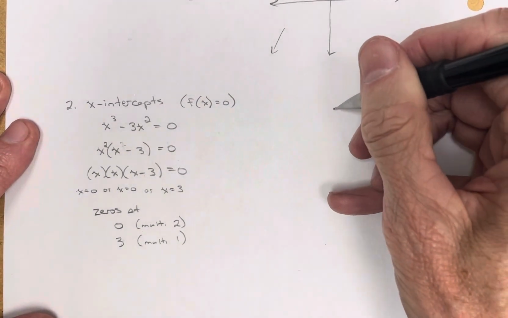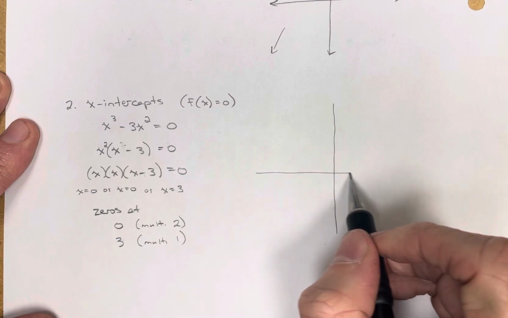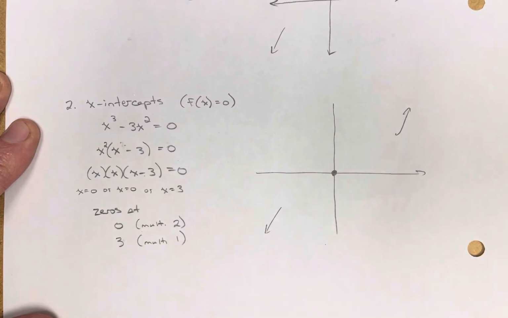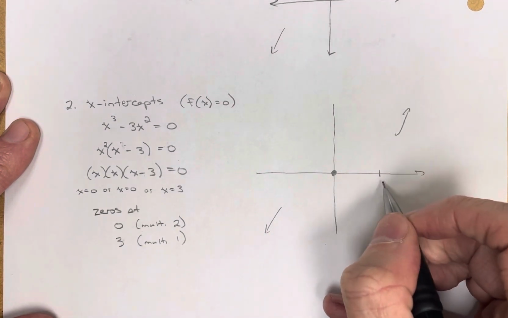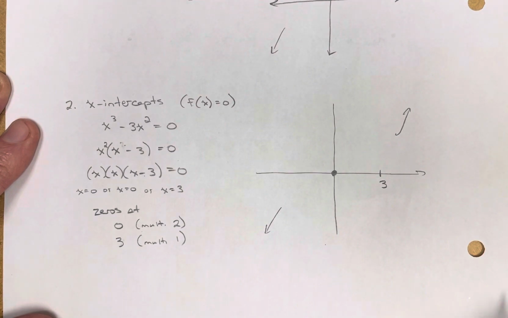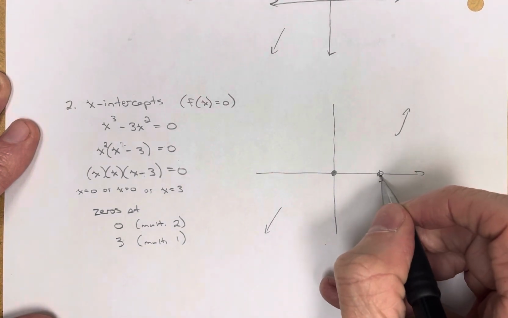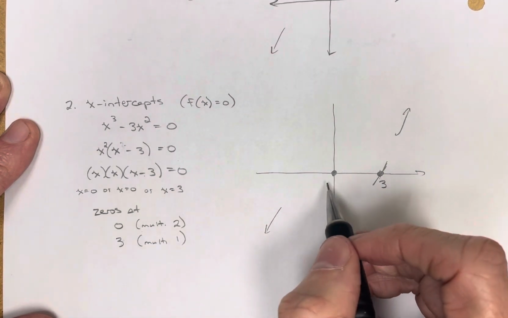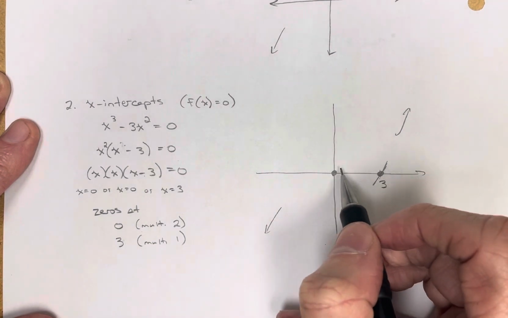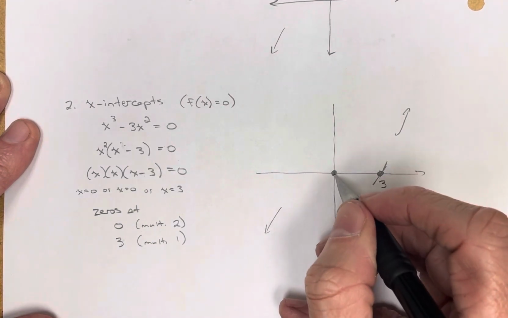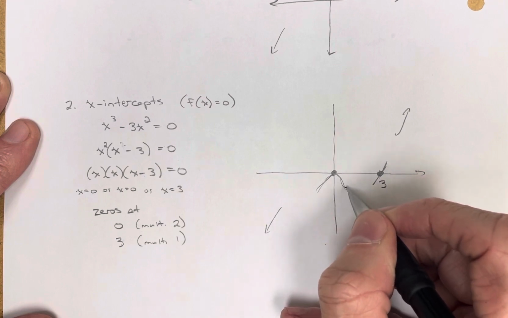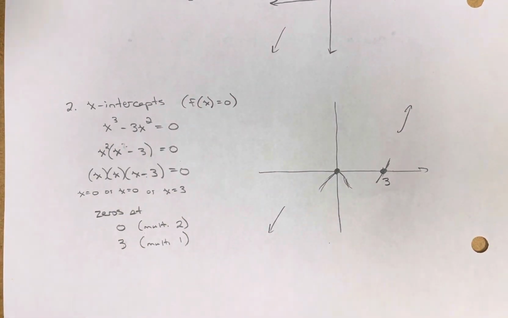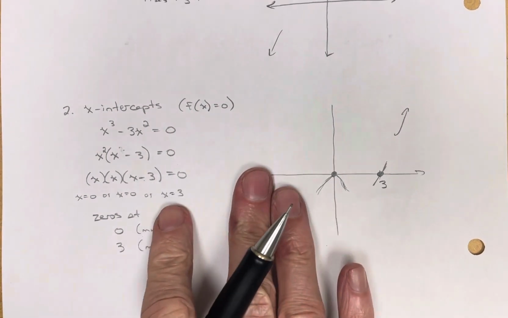Let's go to my picture. Okay, I know my end behavior does this and this somehow. I know I have a zero at 0, and I have one at 3. And I know I'm crossing at 3. I'll bet it's going to go like this because it has to end up going that way. And I'm going to touch and turn at 0. Well, it makes no sense to touch and turn that way. I'll bet it touches and turns this way. What do you think? Probably makes sense. So that's my sketch.